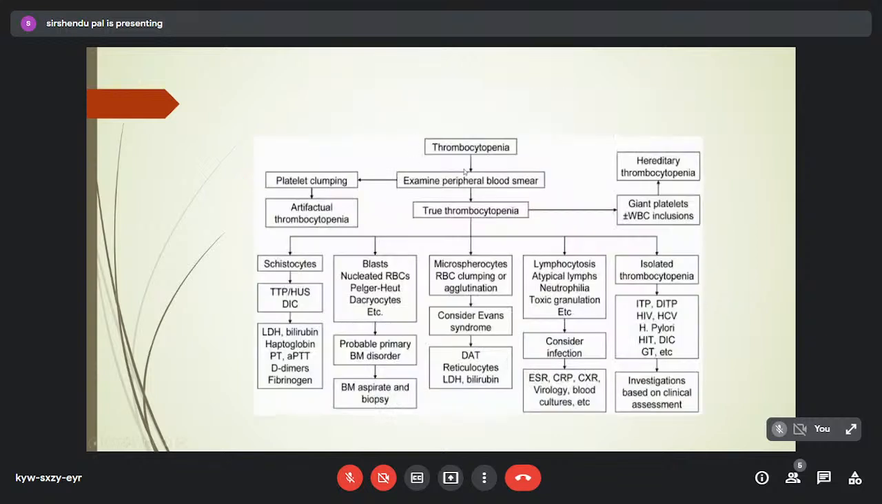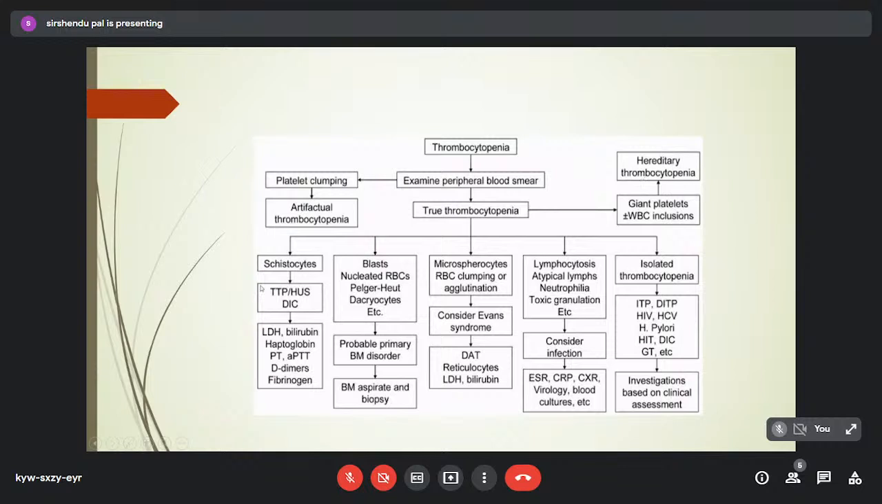This is the algorithm showing a case of thrombocytopenia and the differentials and what we should do. First, whenever we get a case of thrombocytopenia, we have to go for examination of the peripheral blood smear, where we can differentiate between true thrombocytopenia and artifactual thrombocytopenia. If there is platelet clumping, we can think the thrombocytopenia is due to an artifactual cause. Then we see whether the true thrombocytopenia is isolated or it is associated with certain disorders of the RBCs or the WBCs. If there is presence of giant platelets with or without WBC inclusions, we can think of hereditary thrombocytopenia.